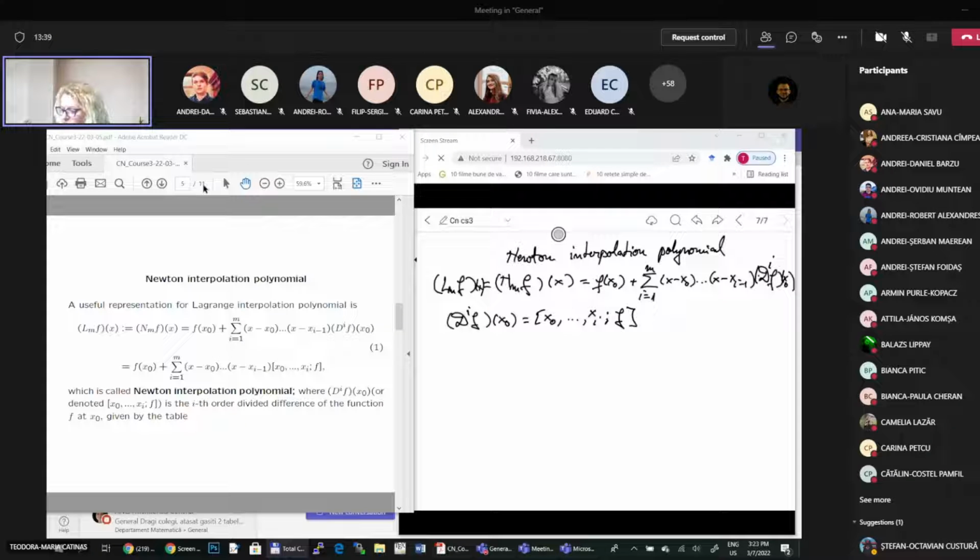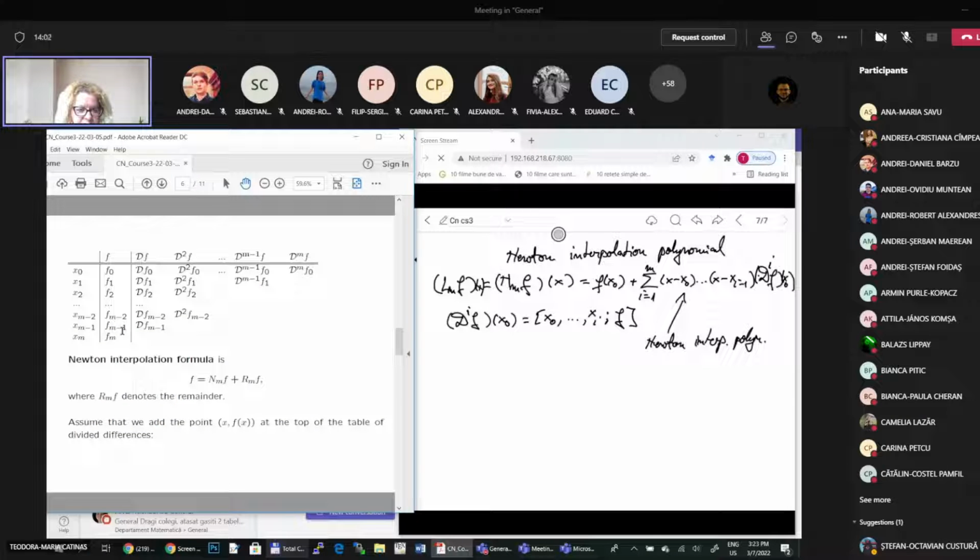This form is the Newton interpolation polynomial, or Lagrange polynomial in Newton's form. How is this polynomial obtained? We will sketch a way of obtaining the polynomial. We base on the table of divided differences.